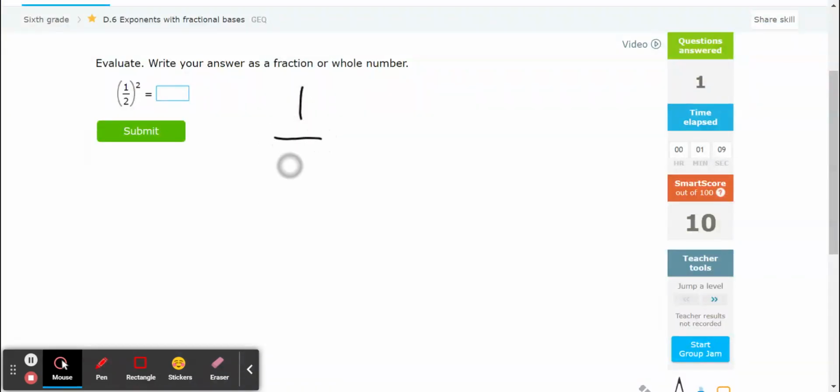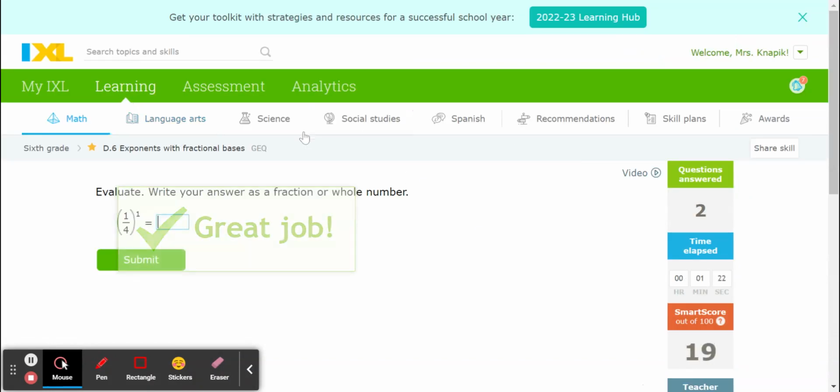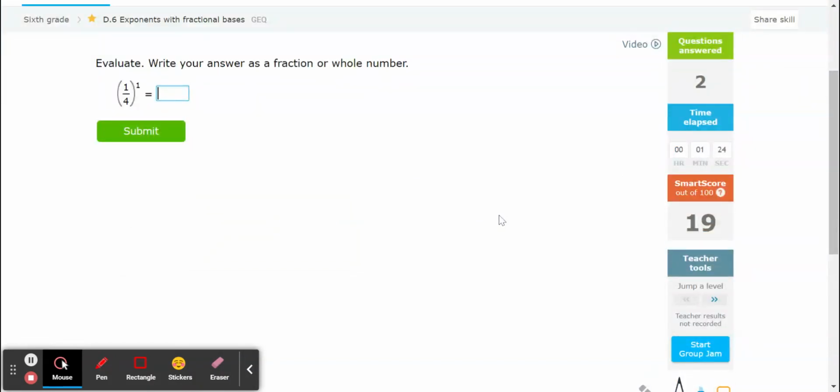1/2 squared. You're going to have 1/2 times itself twice. So you're going to have 1 times 1 is 1, 2 times 2 is 4. So for these, you will have to show a little bit of work, which is great because you all have notebooks. If something like this is 1/4 to the first power, that just means we literally are going to have 1/4. One time.